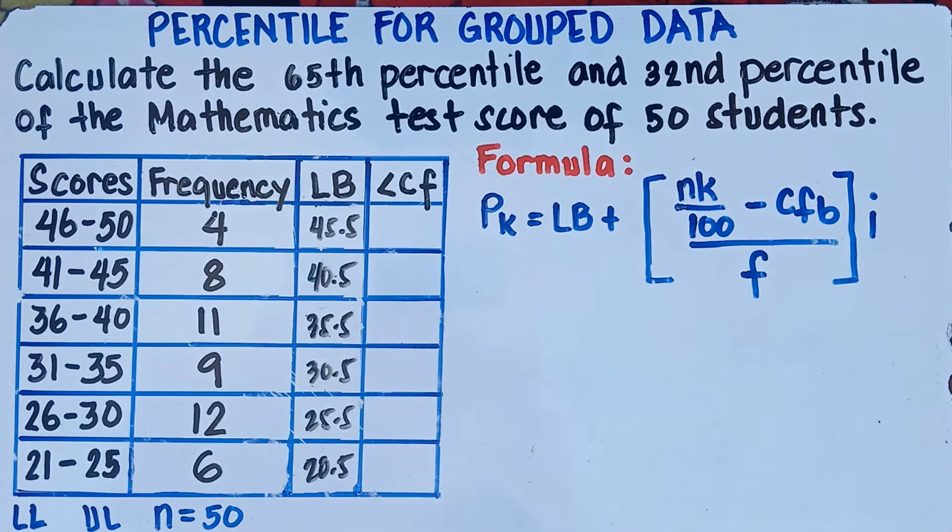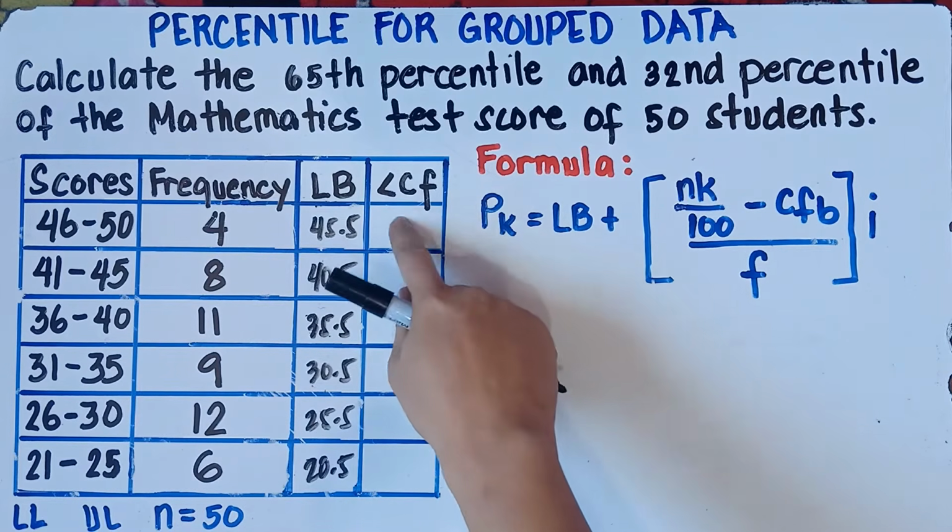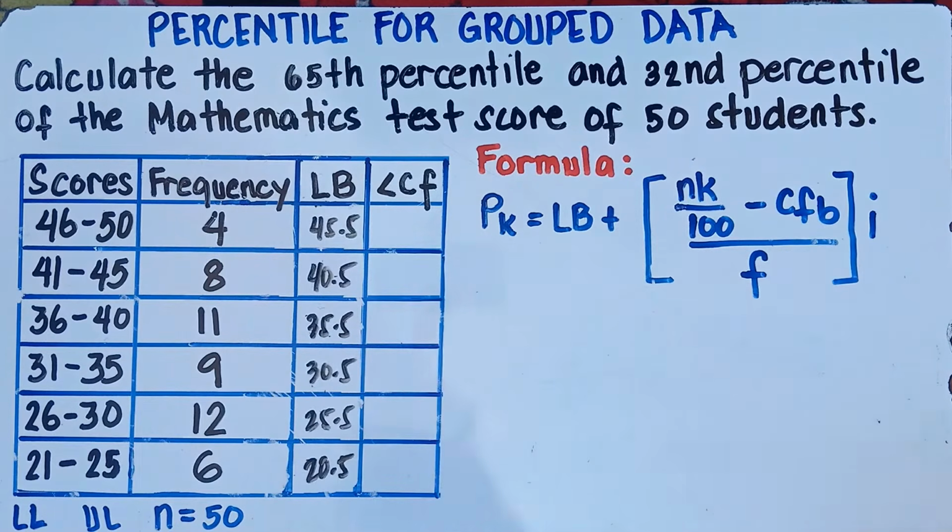Alright, so let's talk about less than cumulative frequency. To get less than cumulative frequency, simply copy the frequency of the lowest score. Once again, for less than cumulative frequency, you always start at the lowest score.